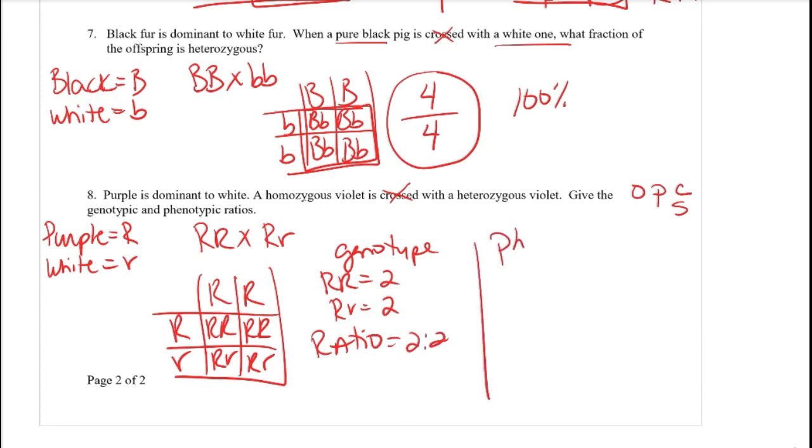And then my phenotype, what does it look like? So I've got purple, don't use symbols in this case. White, purple, the first letter of each, so they're all going to be purple. There are no white, so my ratio is 4 to 0.